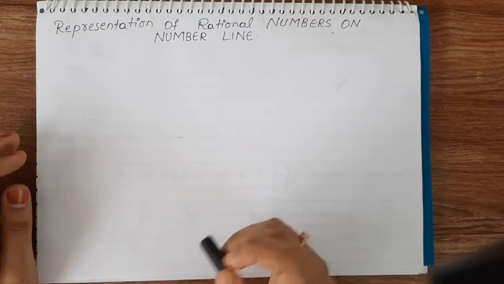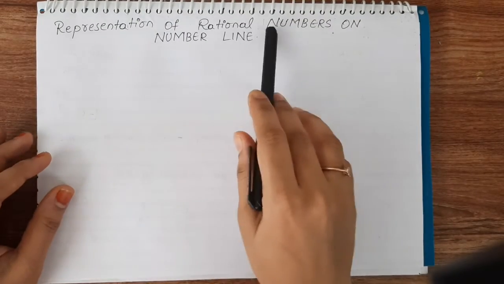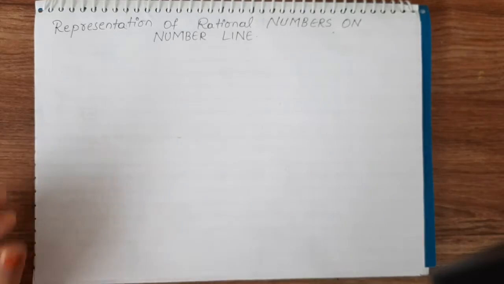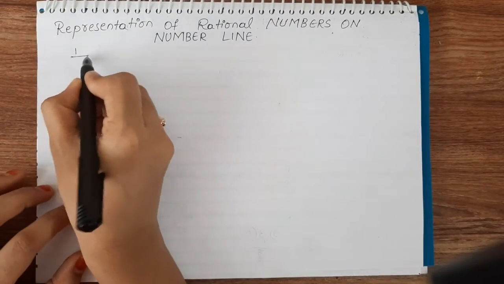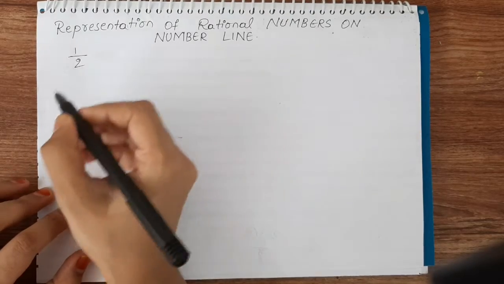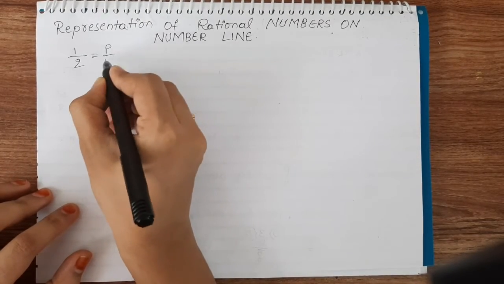Hi everyone, in this video we are going to see representation of rational numbers on a number line. We'll consider one number, that is 1 by 2. This is a rational number, right? This is in the form of p by q.